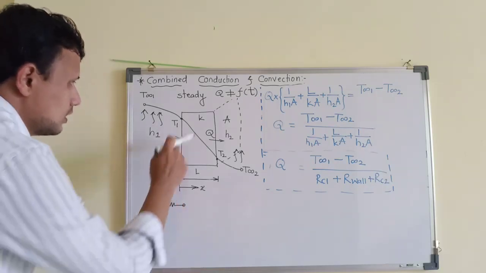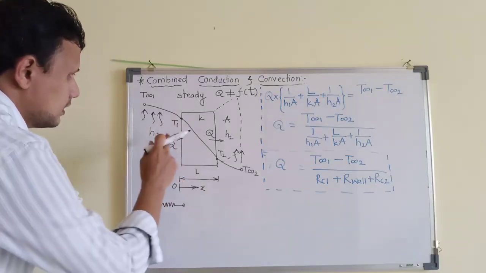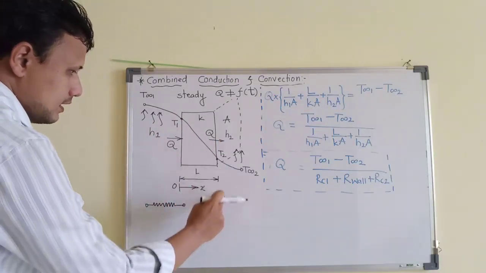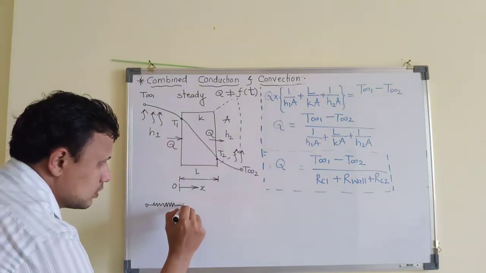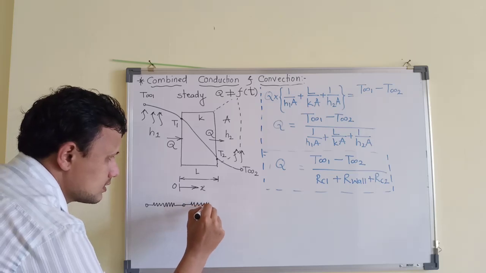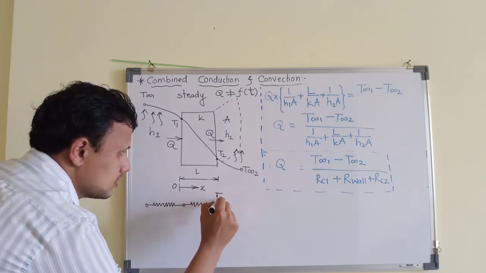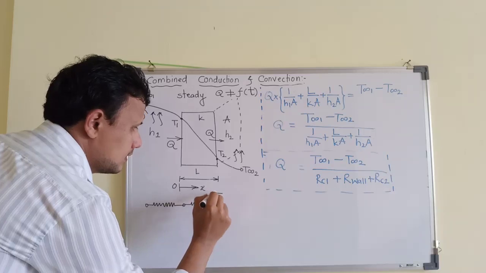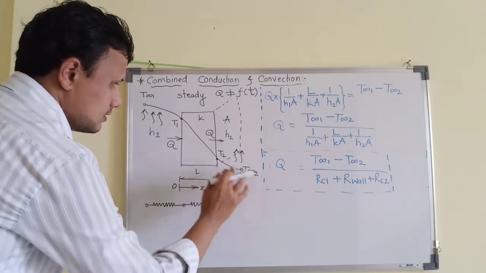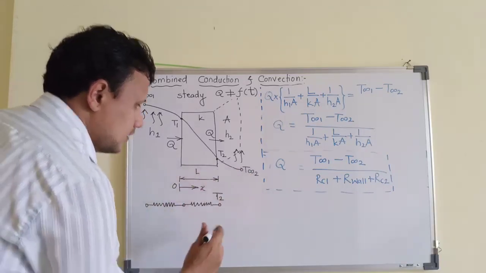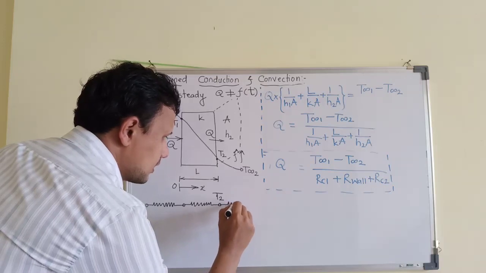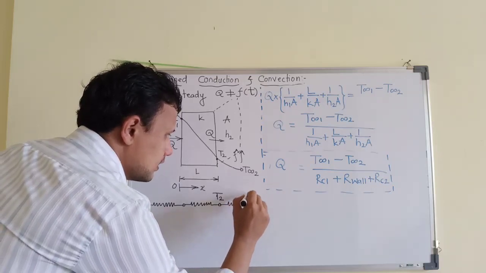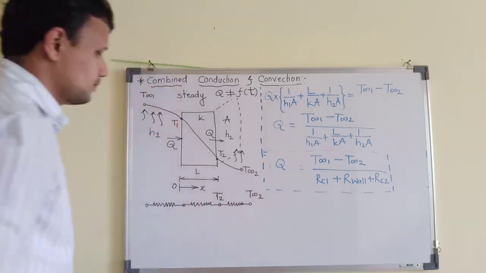Up to the second node. The second node will be for T1. The next value of temperature that we face is that of T2. So there is some thermal resistance and then there is T2. Next in the line is T infinity 2. So there will be some thermal resistance and then there will be T infinity 2.